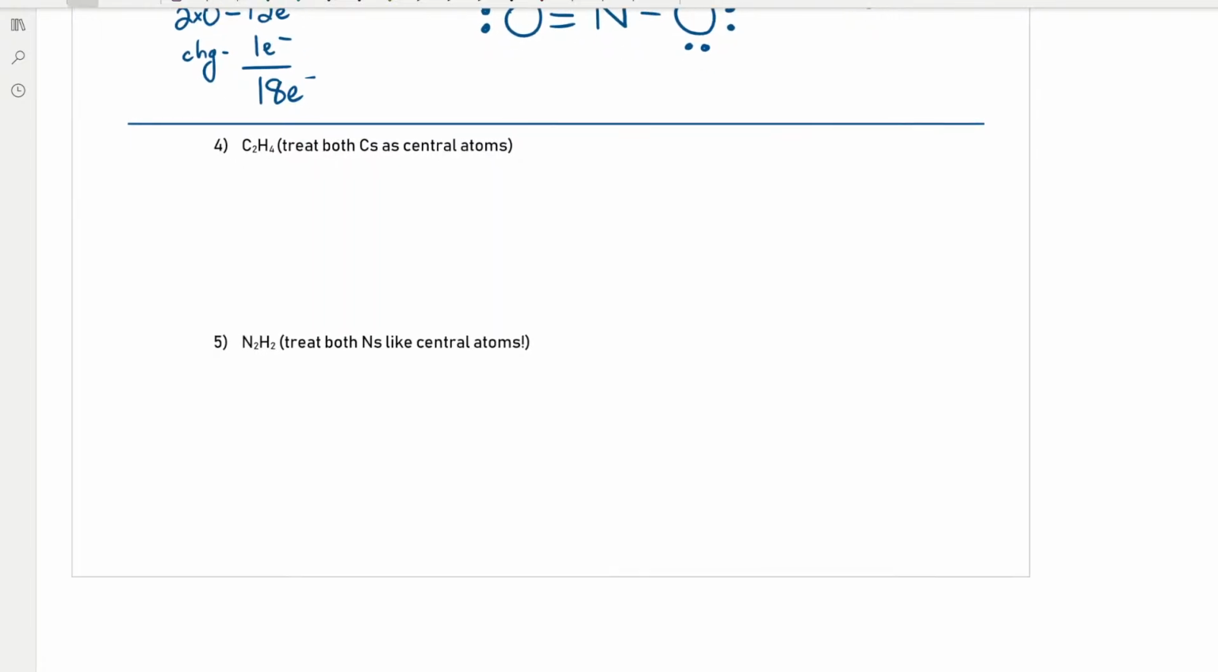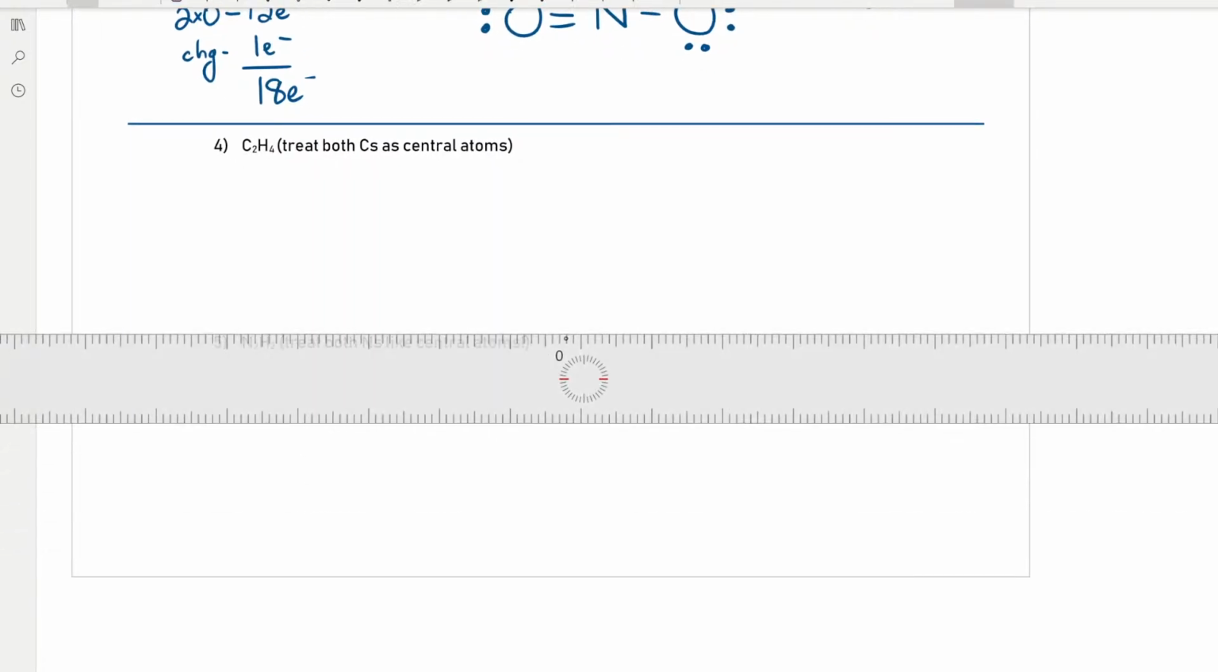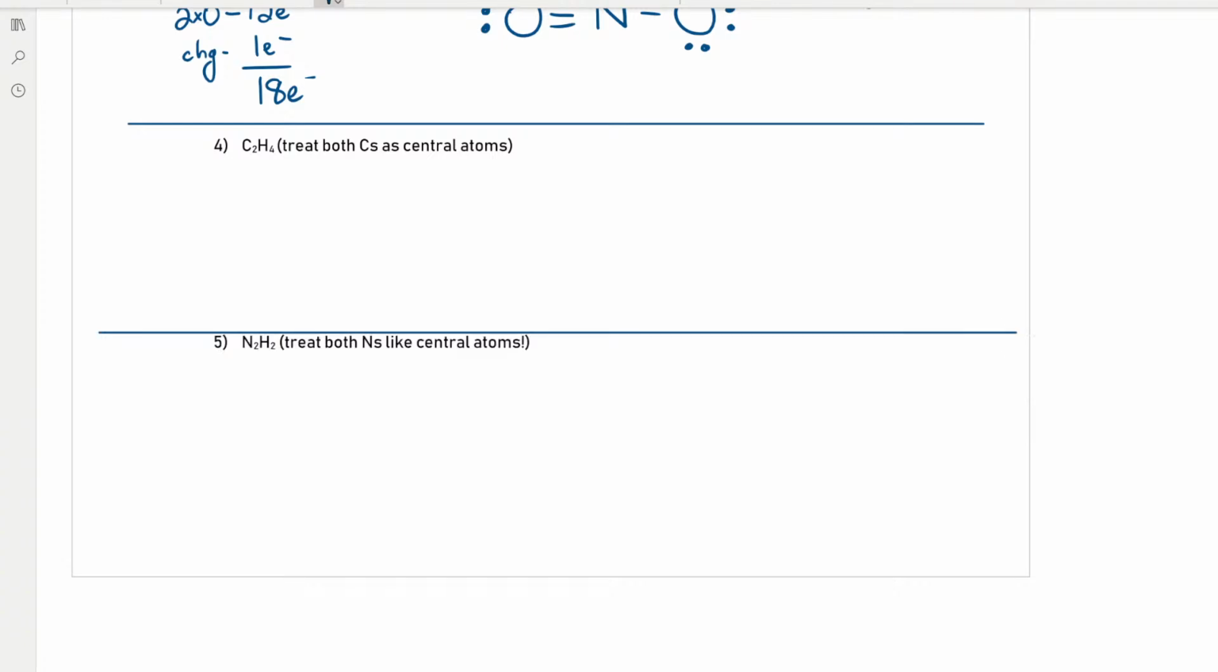All right, we have C2H4, and it tells us to just put both of the carbons in the center. So, okay, when we go to count, 2 carbons, each gives us 4, so that's an 8 electron. 4 hydrogens, each gives us 1, so that's 4 electrons for a total of 12. And I think this is going to be nice and easy.